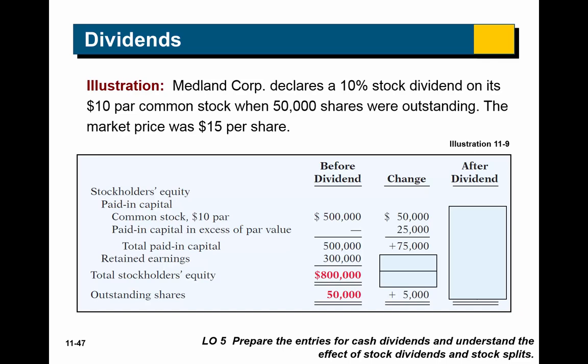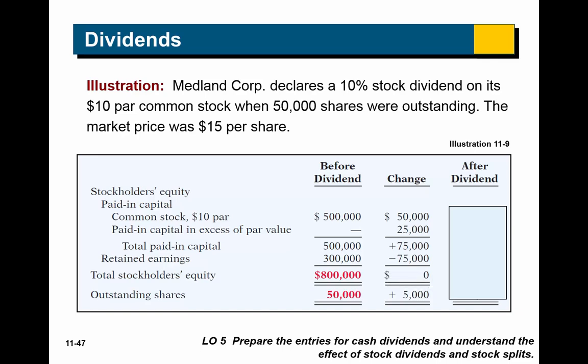So if the common stock was $500,000, now they're going to do 10%, so they're going to have an additional $50,000 worth of common stock purchased. That's the 10% stock dividend. It's based on $15 per share. So we're going to have a total paid-in capital increase of $75,000. Retained earnings will go down by $75,000.